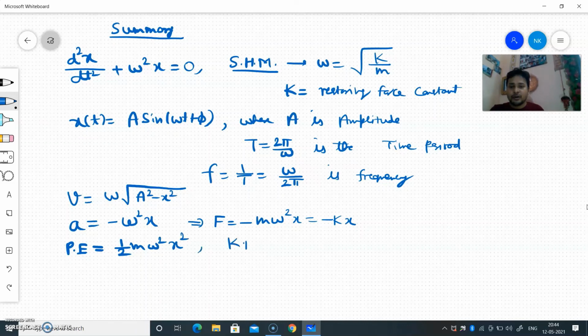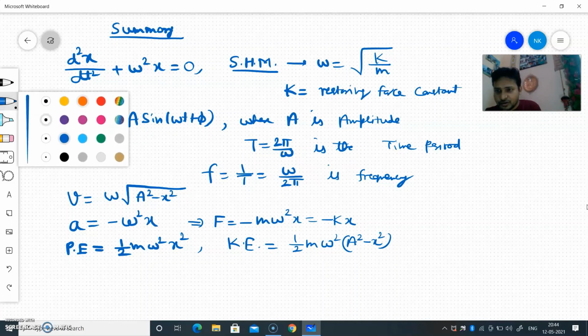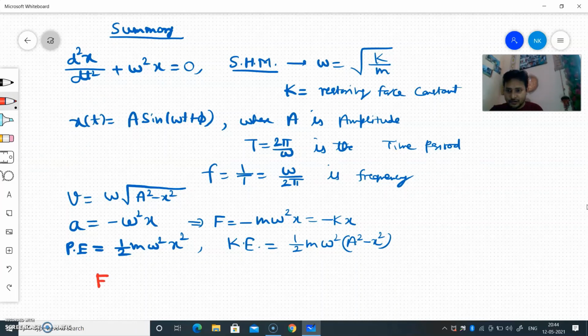The kinetic energy was half m omega square, and bracket में A square minus x square, and the total energy is the sum of all these two. Total energy is so E is sum of P, potential energy and kinetic energy. This is just half m omega square A square, which is a constant.